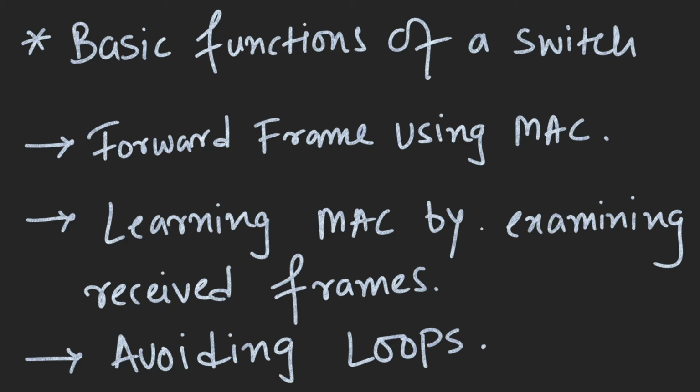So I mentioned some basic functionalities over the first page. The first thing that is written over here is forward frame using MAC. So whenever a switch receives a frame, it forwards it to the correct destination MAC address. Okay. Second thing is learning MAC by examining the received frames.